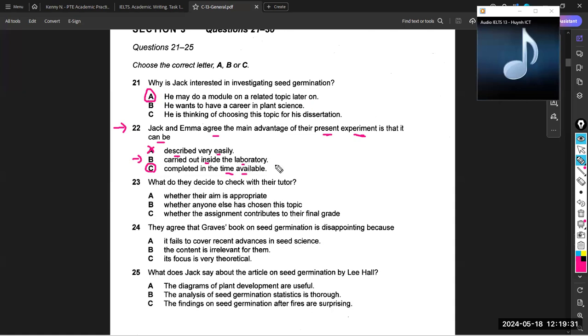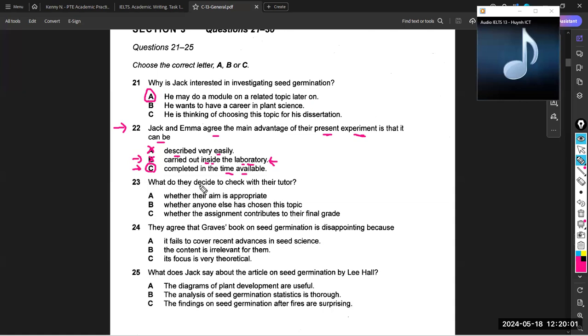What else? We're not doing chemical analysis or anything, though that's not really an issue. It's not a big deal. Okay. We've got plenty of equipment in the laboratory. We don't have to do it inside the laboratory. So it is C.